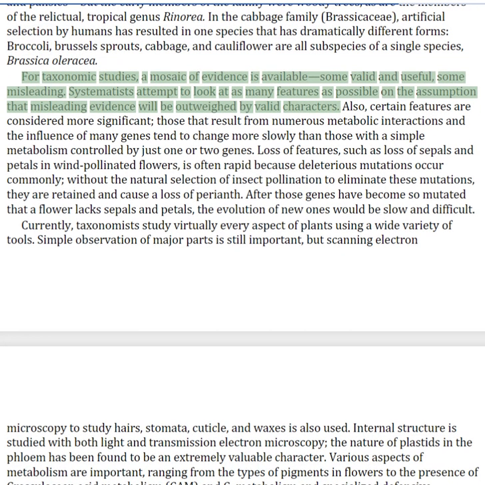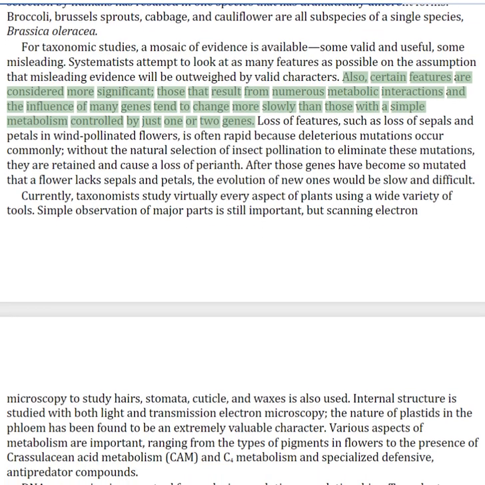For taxonomic studies, a mosaic of evidence is available, some valid and useful, some misleading. Systematists attempt to look at as many features as possible on the assumption that misleading evidence will be outweighed by valid characters. Also, certain features are considered more significant. Those that result from numerous metabolic interactions and the influence of many genes tend to change more slowly than those with a simple metabolism controlled by just one or two genes.